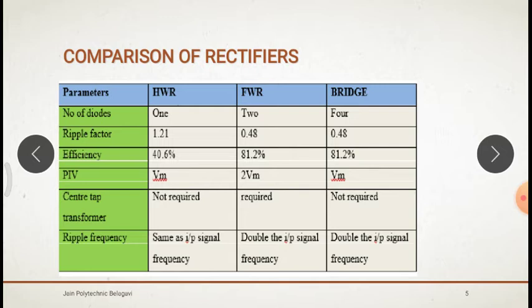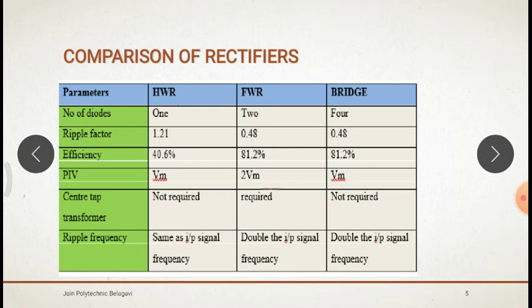Just to observe the rectifier comparison. In the half wave rectifier we have used 1 diode, full wave rectifier 2 diodes, bridge rectifier 4 diodes. Ripple factor: in the half wave 1.21, in the full wave 0.48, bridge also 0.48. Efficiency: in the half wave 40.6%, in the full wave 81.2%, bridge also 81.2%. Peak inverse voltage: in the half wave Vm, full wave 2 Vm, bridge rectifier again Vm.